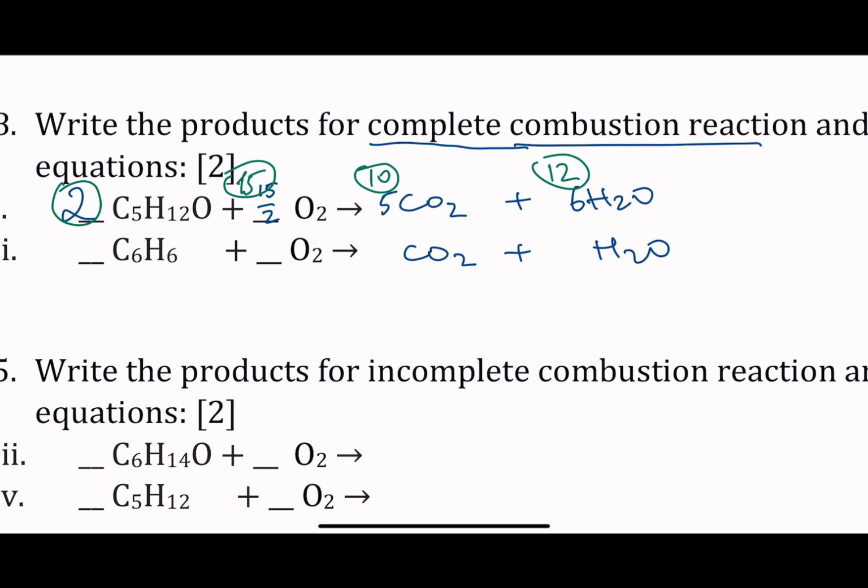And then for the second question, you had 6 carbons, and then you had 3 of the water. So now you need to check the number of oxygens. So 12 plus 3 is 15, and this would be 15 over 2 again, and then you would multiply everything by 2, which will give you 2, 15, 12, and 6.